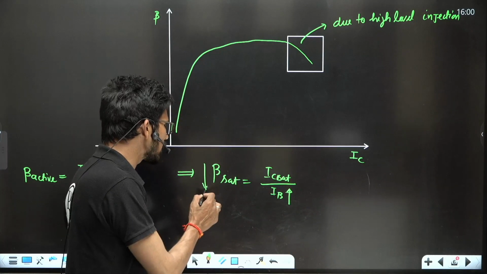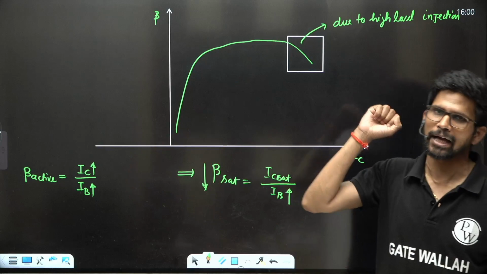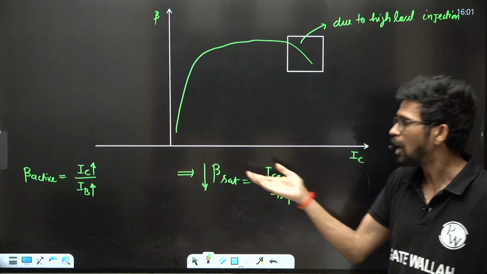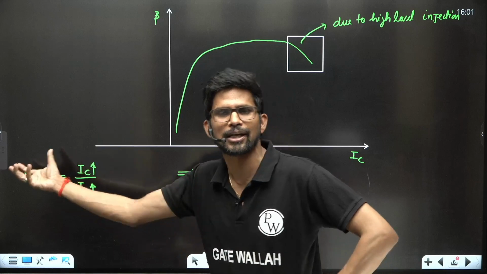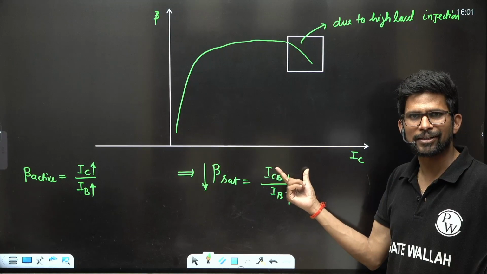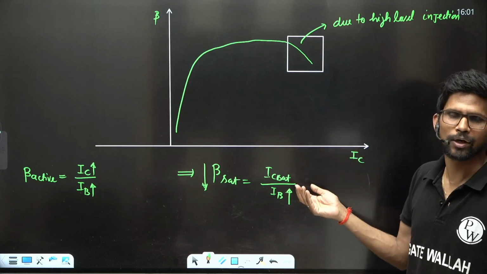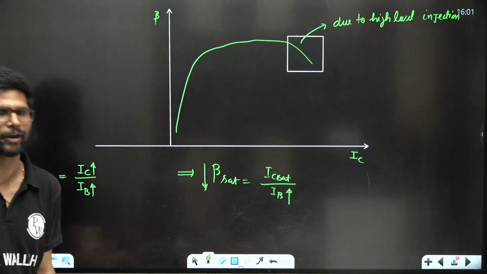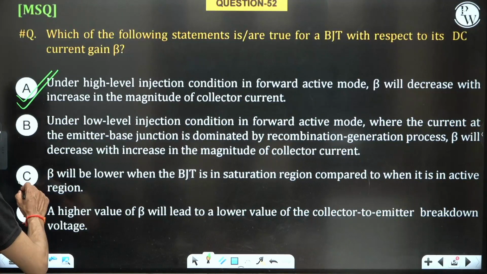So in the saturation region, beta will always be lower compared to the active region, because the denominator keeps increasing. In the active region, if you increase IB, IC increases in the same ratio, so the ratio remains constant. But when the collector current becomes constant while IB increases, this ratio decreases. Therefore, in saturation, beta is always lower than in the active region. So this option is also correct.